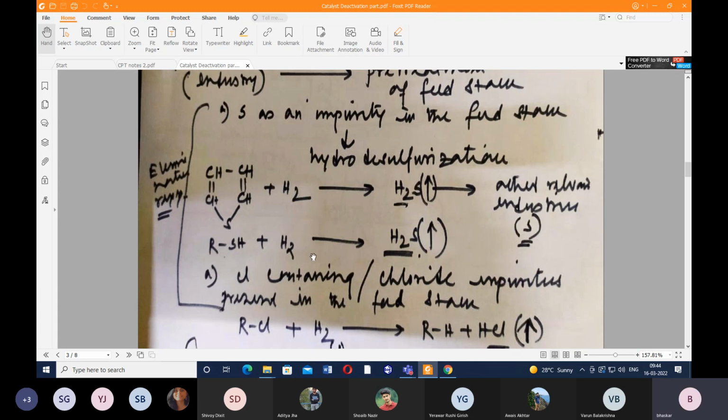Okay, RSH plus H2 giving H2S. This H2S also can be transported to the industry like sulfur manufacturing industry. So these two reactions are considered as hydrodesulfurization reactions.